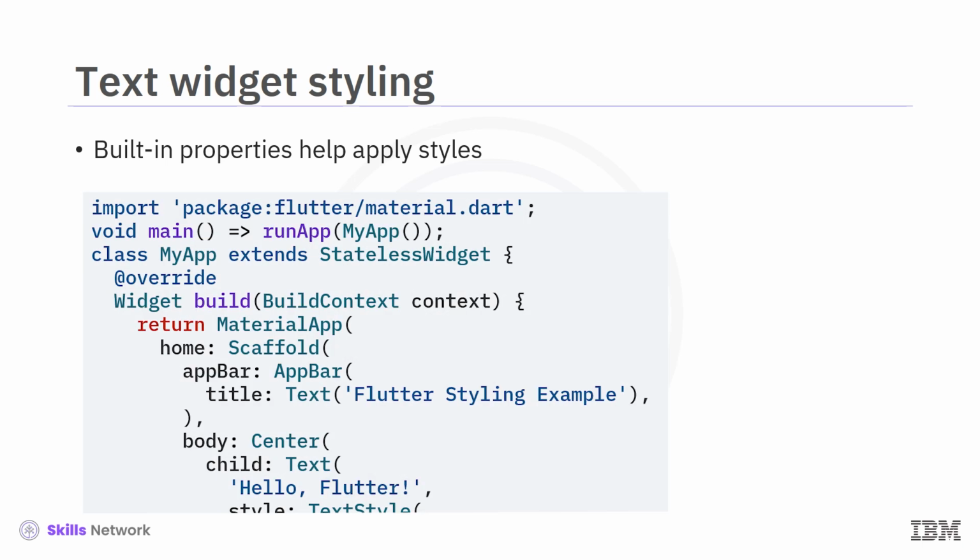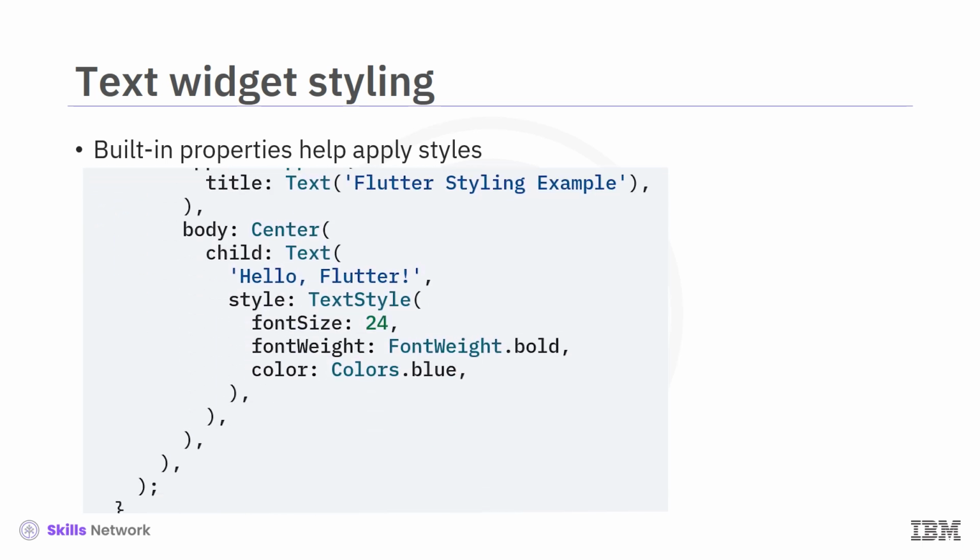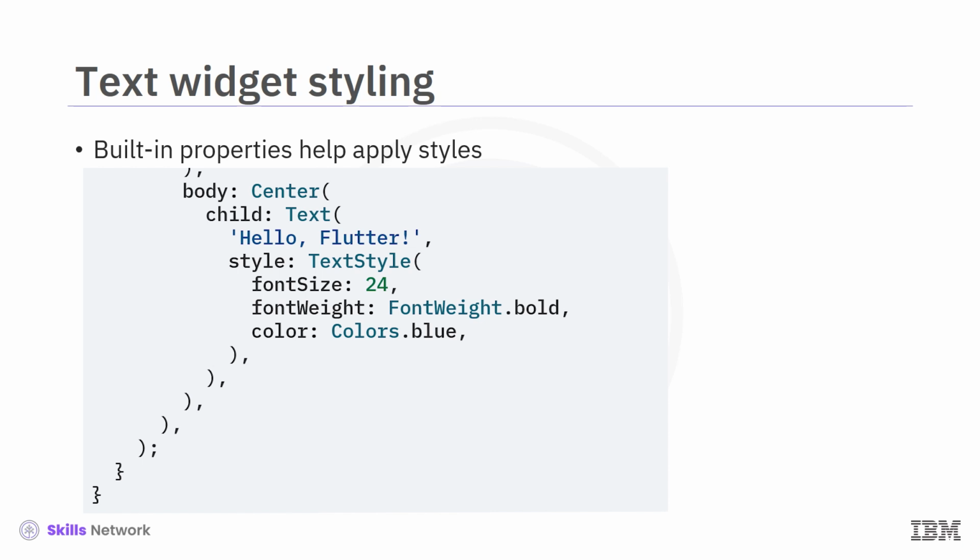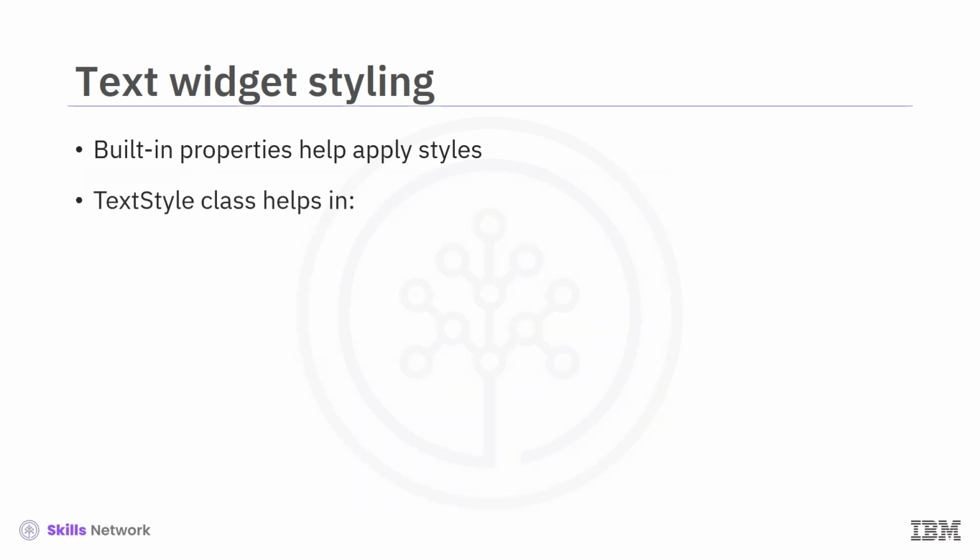Let's start with an example of a text and container widget. The text widget displays a string of text with a single style. In this example, the text style class applies font size, weight, and color styles to the text widget.